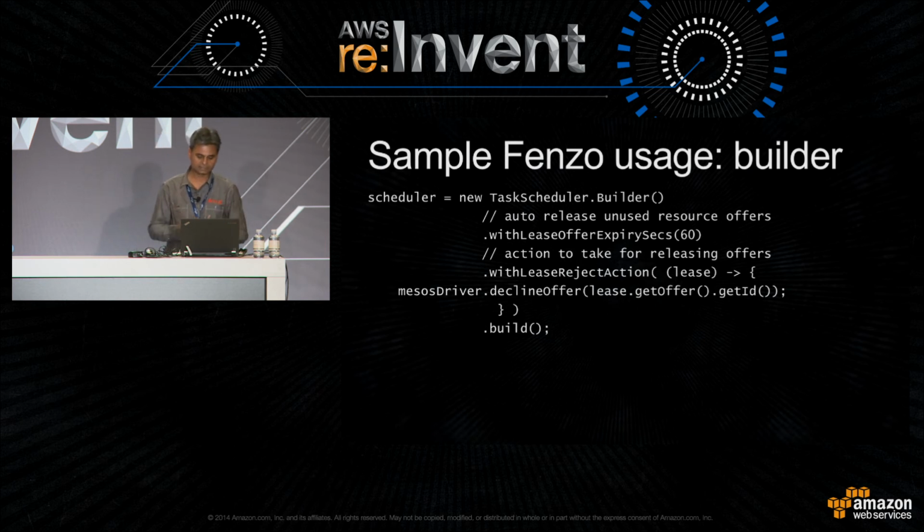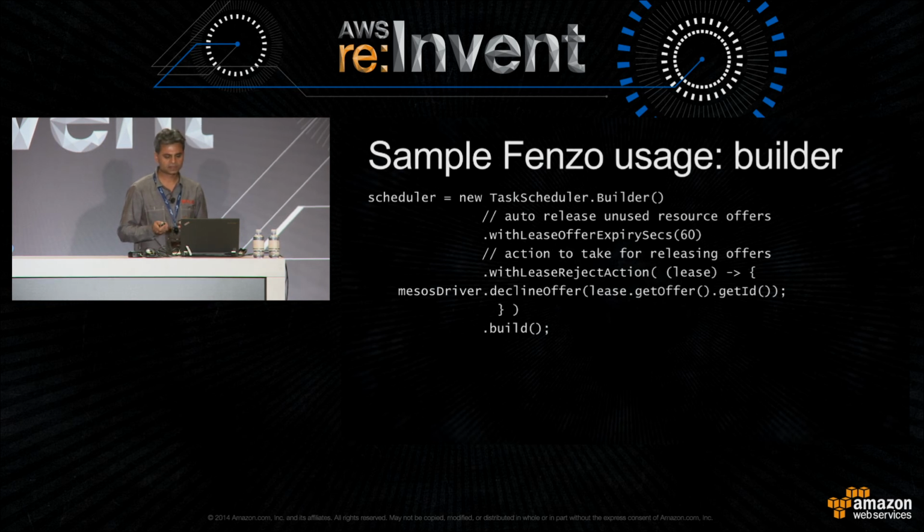So a quick look at how Fenzo scheduler itself can be used. So in Java, for example, this is how you would create a scheduler where you just specify very simple things like I was telling you about Mesos offer should be released if not being used. You just tell it how long you want to wait before you release an idle resource offer, and then it just does that for you.